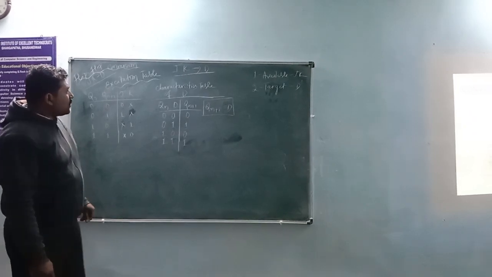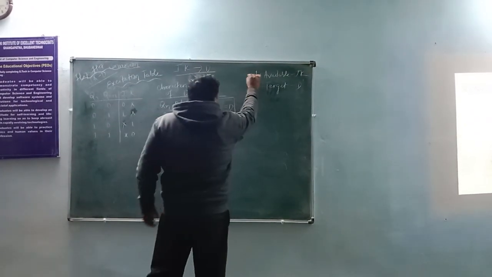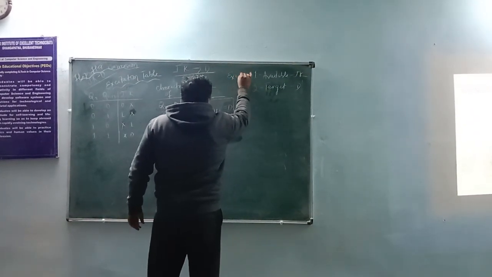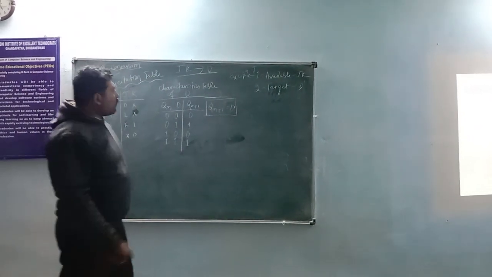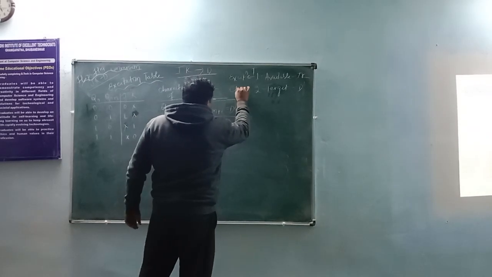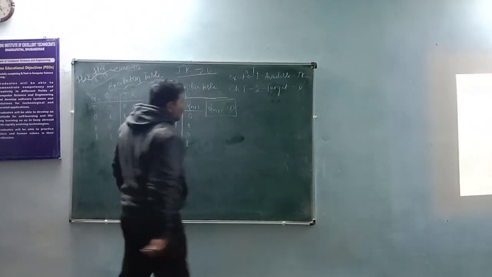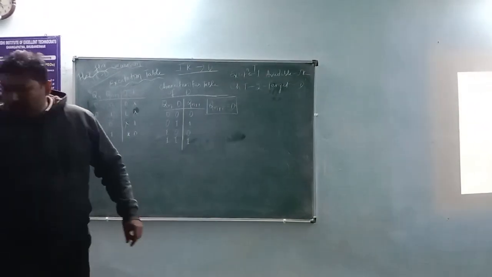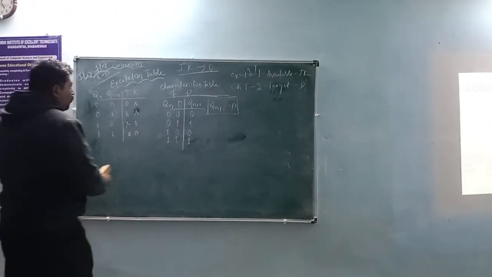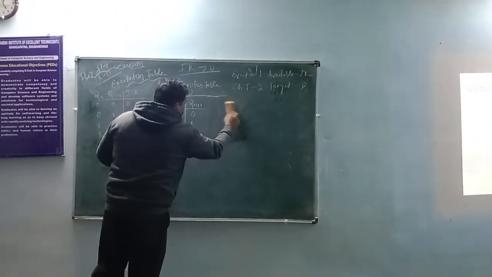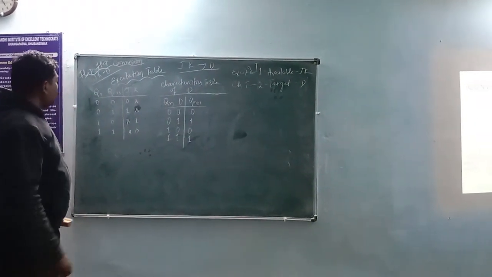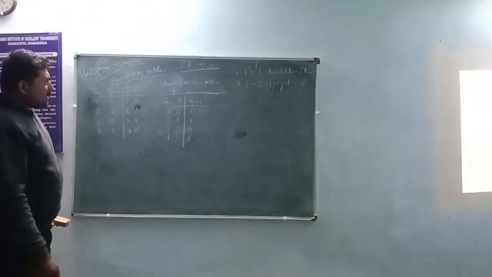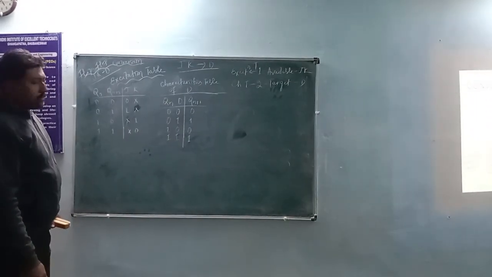The first one is that you have to write the excitation table for the available flip-flop, and the second one is that you have to write the characteristic table for your target flip-flop. After that, now we are going to do the conversion. How are we going to do this? Now, what we have to convert is that a JK flip-flop has to be converted to D.